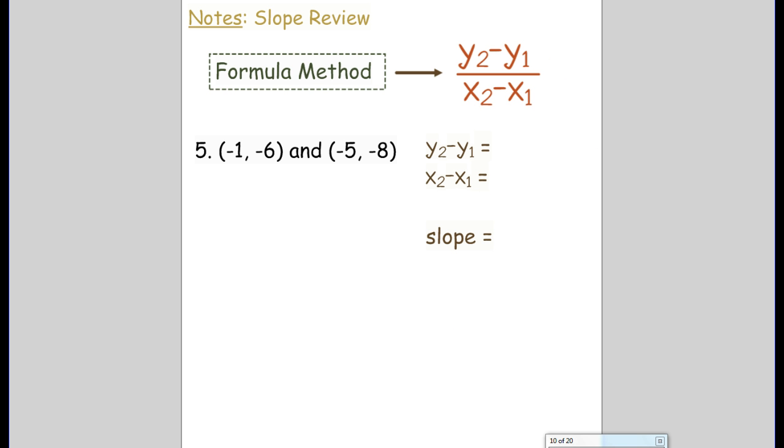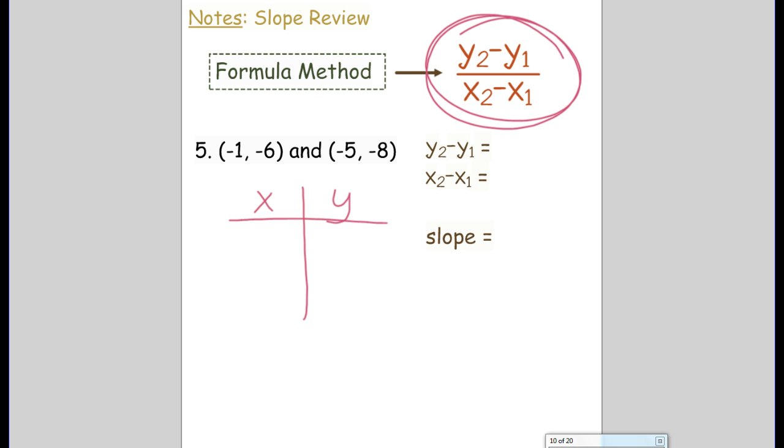Let's try another one. Try this one. Number 5. You can do it the formula way, which is right here. This is the formula. Or you can do it the table way by finding delta y and delta x. I'll set up the table if you want to do it that way. There's a lot of negatives in this problem, so be careful.